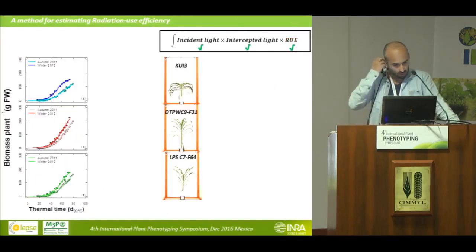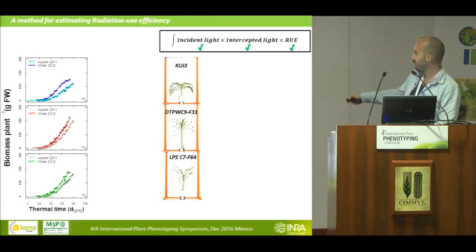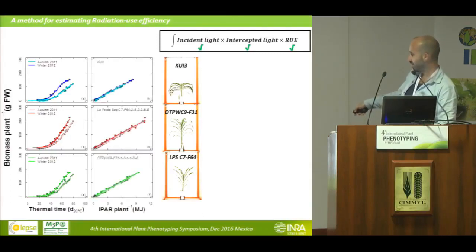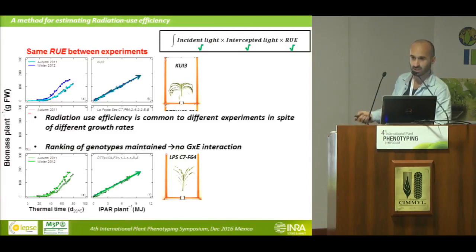Here you have 3 different maize lines growing in 2 different experiments, that were quite similar in terms of temperature, but slightly different in terms of light availability. And what we have seen is that they display different growth rates at the same thermal time. When we express these results by the amount of intercepted light, we saw that these rates, that is the radiation use efficiency, were common between experiments. And what was interesting is that the ranking of genotypes was maintained between experiments, showing no G/E interaction.